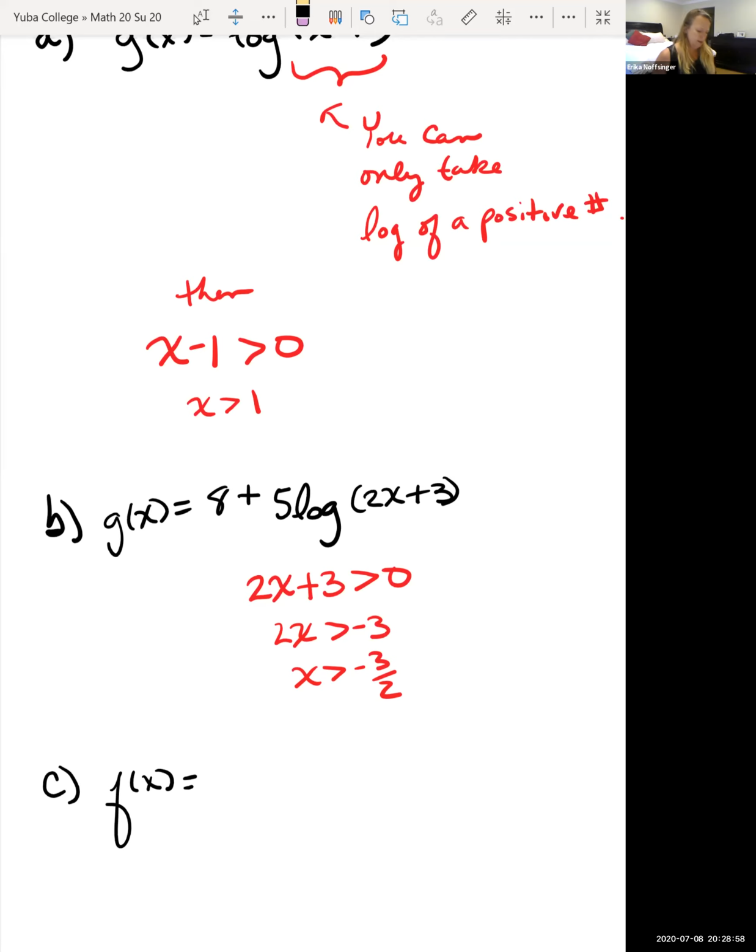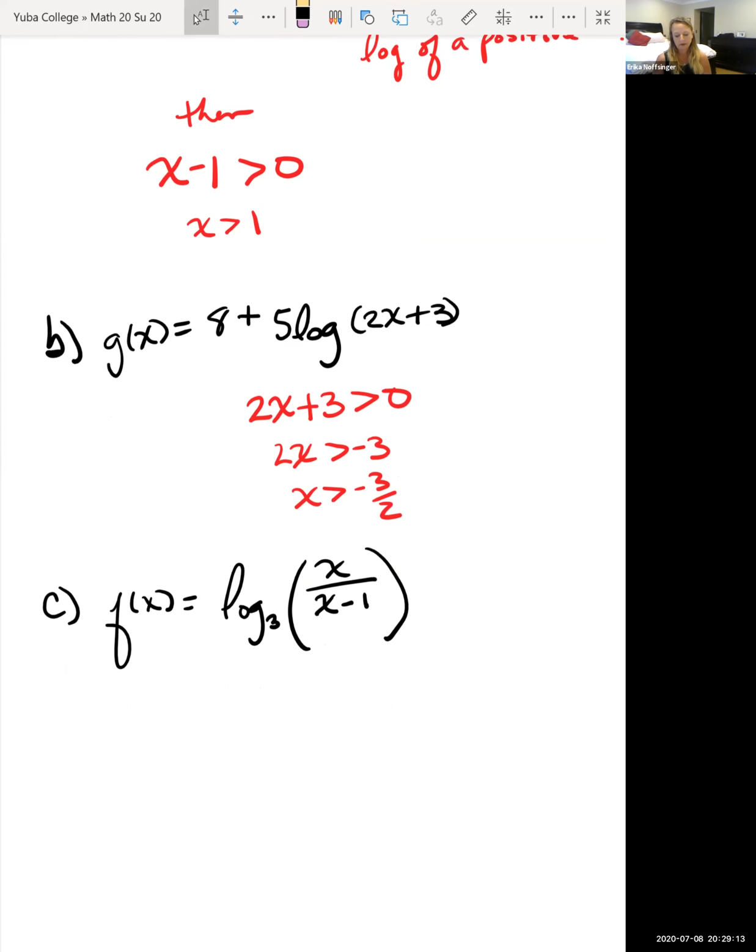What if it was log base 3 of a rational function, x all over x minus 1? Okay, so we can't take a log of a negative number, and we would have problems when our denominator is equal to 0. So x all over x minus 1 has to be greater than 0.